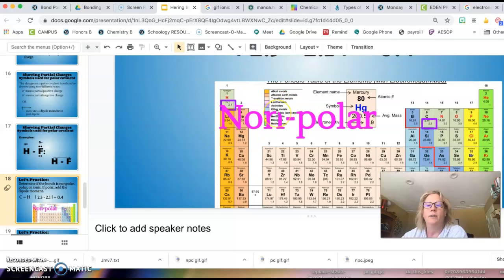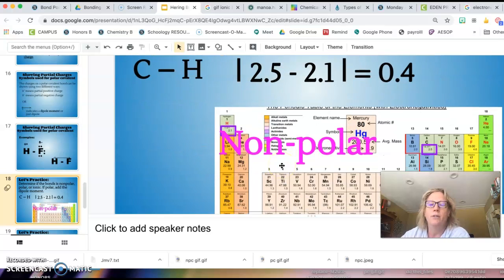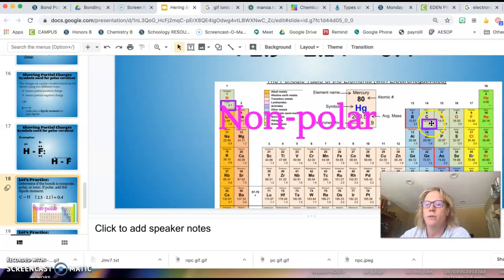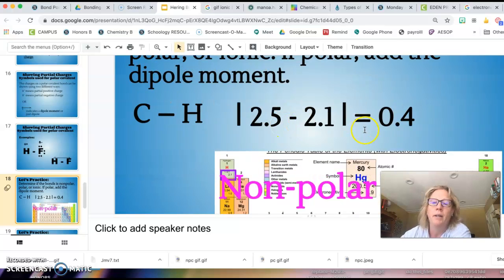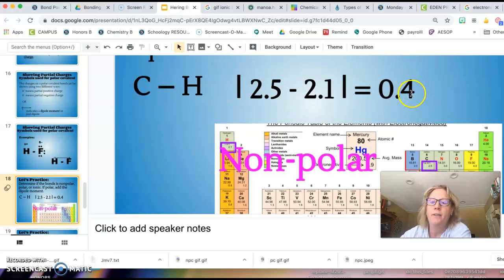So let's practice. If I want to know what kind of bond is between carbon and hydrogen, I find them on the periodic table. Carbon is 2.5, hydrogen is 2.1, and I subtract them so that I always get a positive number. It's really just the absolute value. The difference is 0.4, and remember from that other slide, 0.4 is close enough to equal that we call it a nonpolar bond.